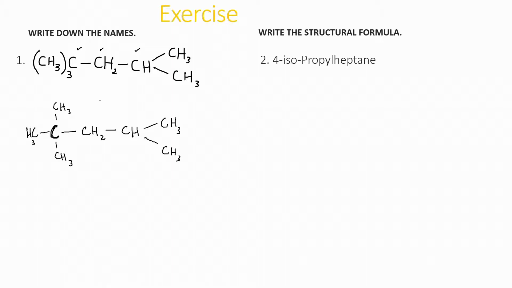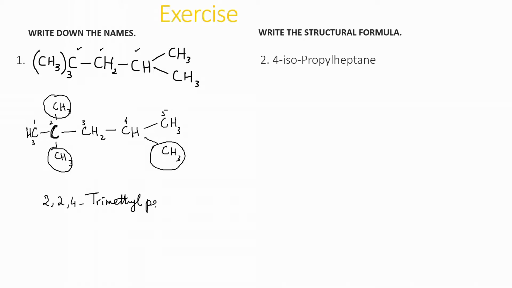According to the rules, we have to select the longest possible chain. So I think the longest possible chain would be 1, 2, 3, 4, 5. This would be our longest possible chain, and we have how many substituents or groups attached to it? 1, 2, and 3. And these substituents are attached with carbon number 2. That means 2 methyl groups are attached to carbon number 2, and the third one is attached with carbon number 4. So we'll write the numbers first: 2, 2, 4, trimethyl for 3 methyl groups, pentane. Am I right?